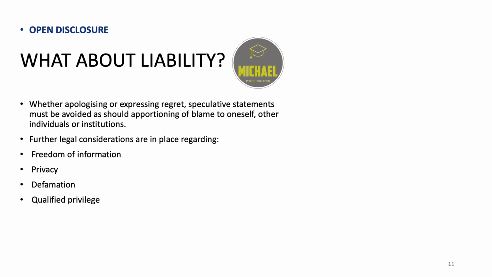So, third section about liability, because of course this is a hot issue on anyone's mind. Whether apologizing or expressing regret, speculative statements must be avoided. Keep to the facts and the facts only, as should apportioning of blame to oneself, other individuals or institutions. There are a few more legal considerations, and I don't want to go into it to not make this war and peace, but freedom of information is one of them. Privacy, defamation, and also qualified privilege.